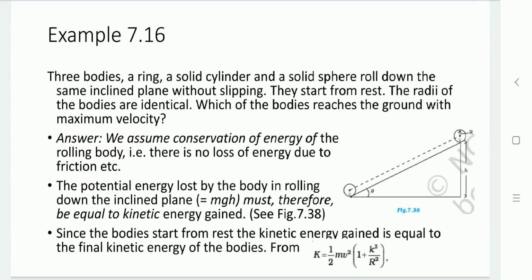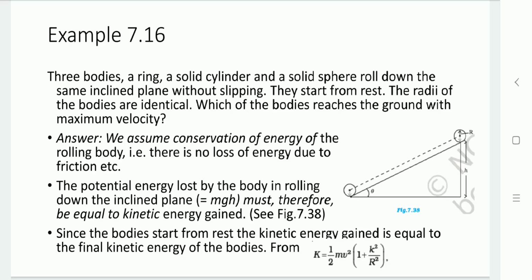Three bodies, a ring, a solid cylinder and a solid sphere, roll down the same inclined plane without slipping. They start from rest. The radii of the bodies are identical. Which of the bodies reaches the ground with maximum velocity? Let us assume conservation of energy of the rolling body.